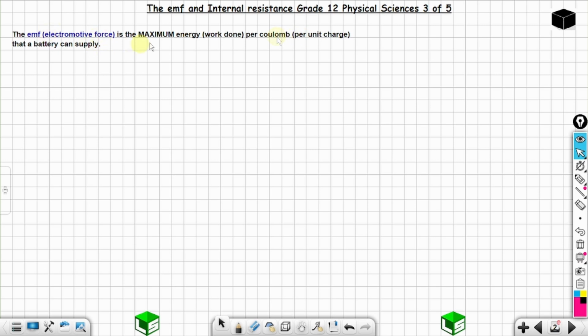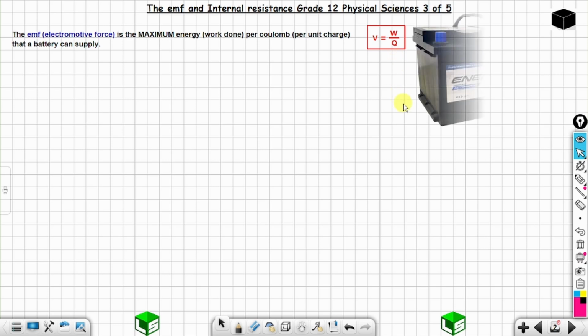So this definition matches with the formula for potential difference. Potential difference is equal to the work done over the charge. EMF is a potential difference or a voltage, but a maximum. So a maximum potential difference or a maximum voltage is known as EMF. We are going to see that. So this definition matches with this formula.